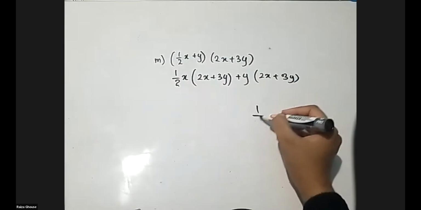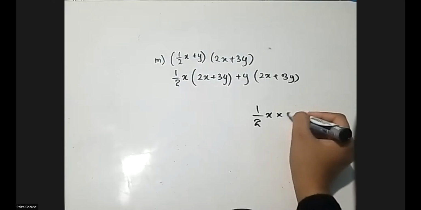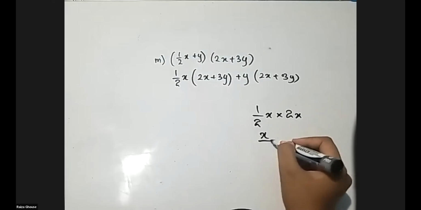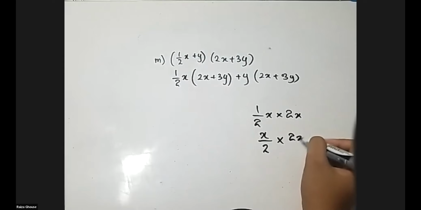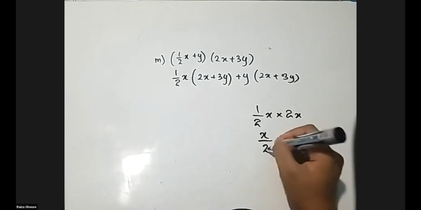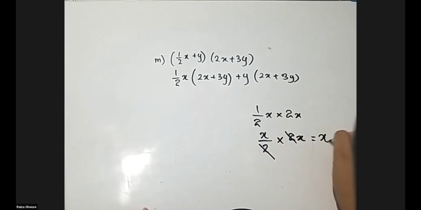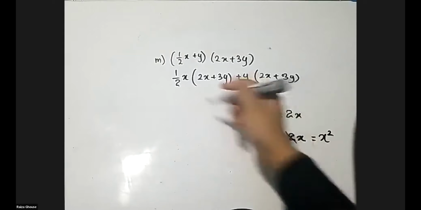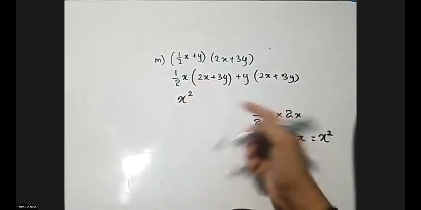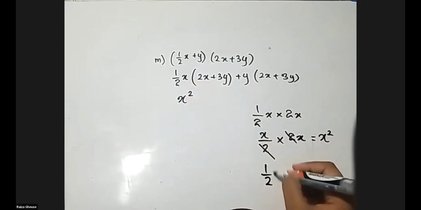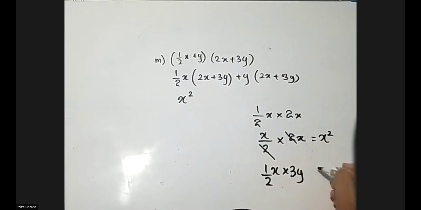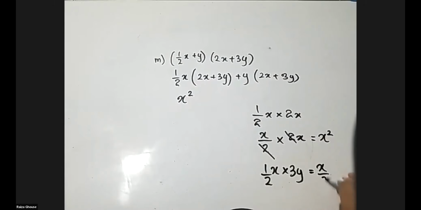Half x into 2x means what? Look at the board here. Half x into 2x. That means x upon 2 into 2x. You are all grade 10, so cancel this 2. X into x is x squared. This should be in your brain or in your rough book. I can write it here, x squared. Half x into 3y means what? That means x upon 2 into 3y, you can't cancel. So what am I doing?